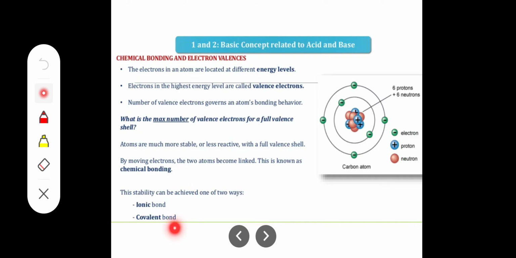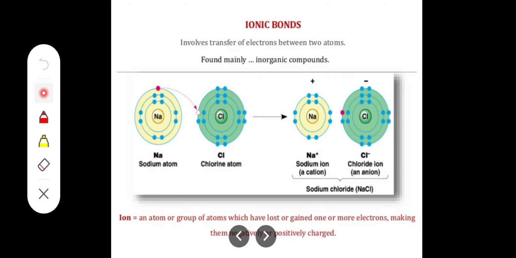Here you can see that stability can be achieved in one of two ways: the ionic bond and the covalent bond. They form bonds and become stable. An ionic bond involves the transfer of electrons between two atoms, and this is mostly seen in inorganic compounds. Here is the example of sodium chloride, NaCl.